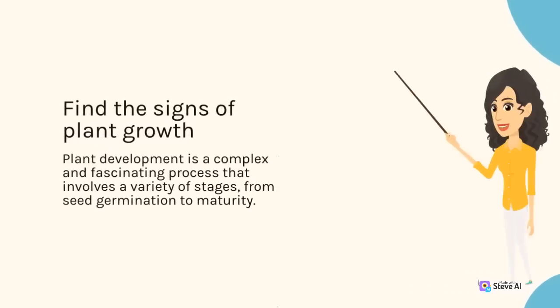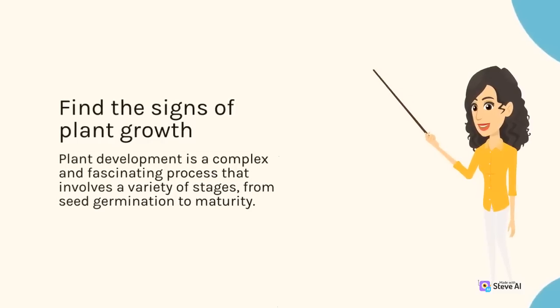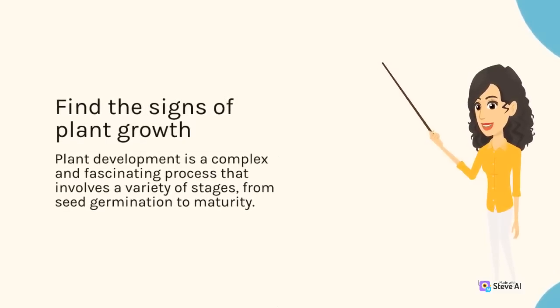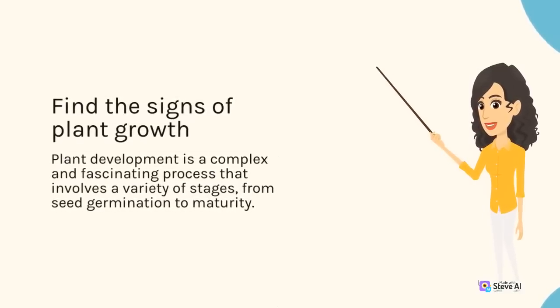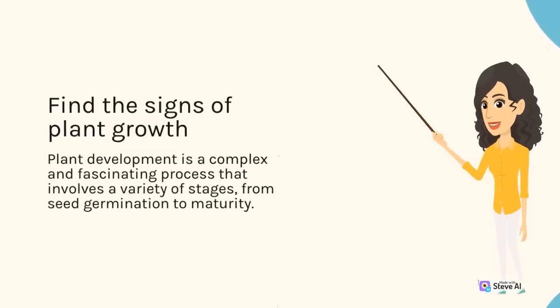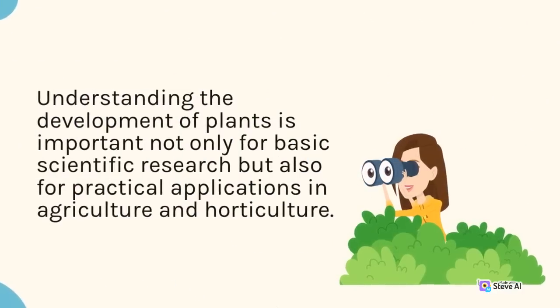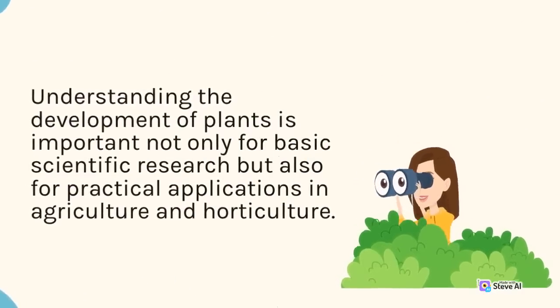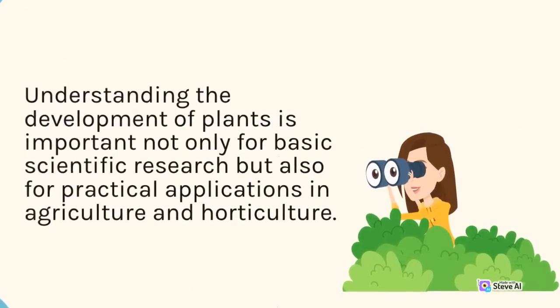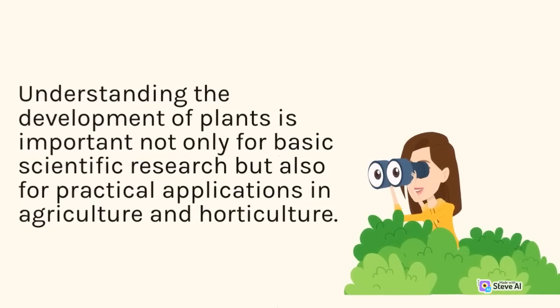Find the signs of plant growth. Plant development is a complex and fascinating process that involves a variety of stages, from seed germination to maturity. Understanding the development of plants is important not only for basic scientific research but also for practical applications in agriculture and horticulture.